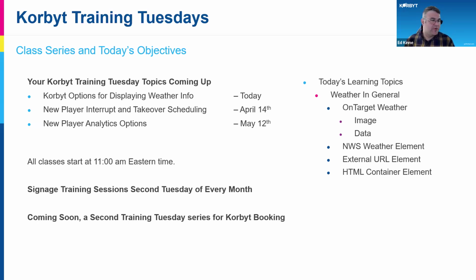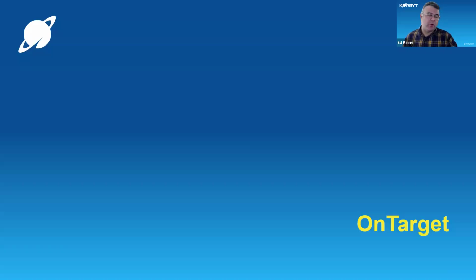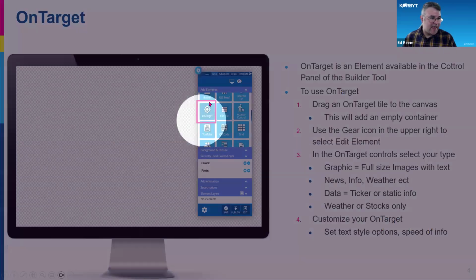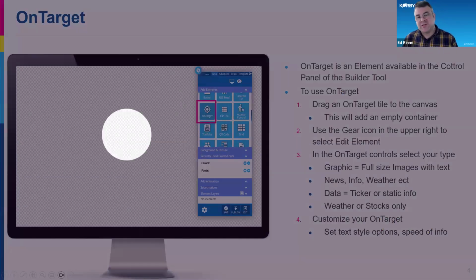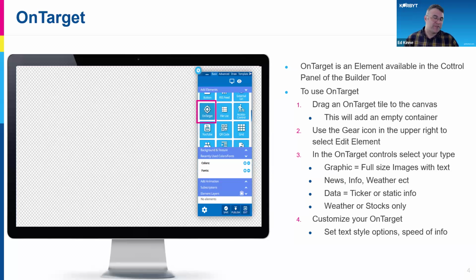We are going to start with the most feature-rich option in Korbyt, the most controlled, the most dynamic, but also the one that costs money, and that's OnTarget. If you haven't heard of our OnTarget feature before, or if you've seen it in the builder tool with the little crosshairs and wondered what that's about, OnTarget in the builder is just that element that you drag in. If you don't currently subscribe to OnTarget, there's going to be zero options when you go into its menu to configure it.